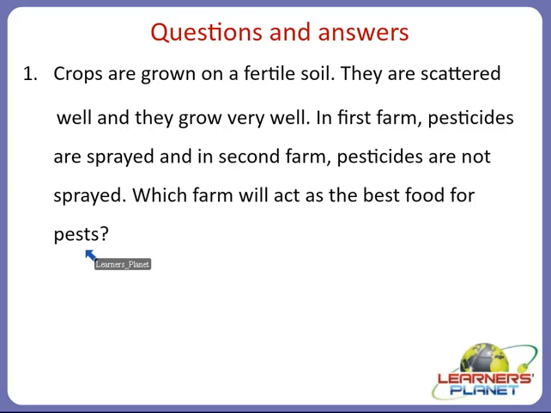Because the crops have been scattered well, they have been provided with sufficient water, and they are also provided with the fertile soil that is full of nutrients, and that is why the result which came out is the crops grow very well also. But the thing is that pesticides are sprayed in the first farm and not sprayed in the second farm. So for which farm will the pests have their best food? Yes, children, what can be the answer?